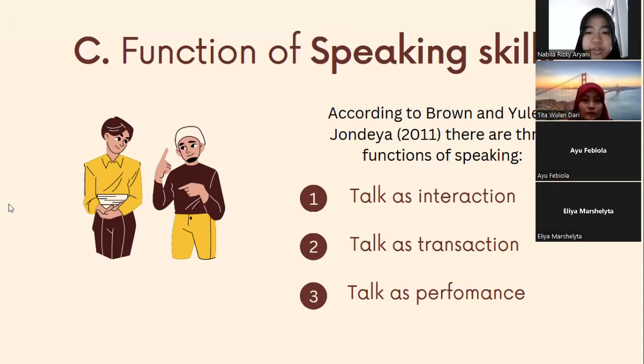To connect all of them, interaction is between two individuals that need to have two-way communication. Next is the transaction, in a way of both of them having an object to deliver, information to send and to receive. And the third is talk as a performance, with supportive gesture, expression, and body language that support our speaking skills.